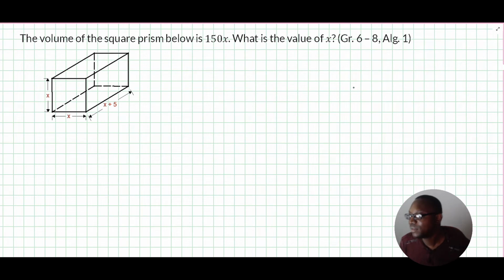Let's go ahead and do this one. The volume of a square prism below is 150x. What is the value of x? So some knowledge you need here is going to come from 6th grade, but the bulk of the knowledge you need is going to be in Algebra 1.